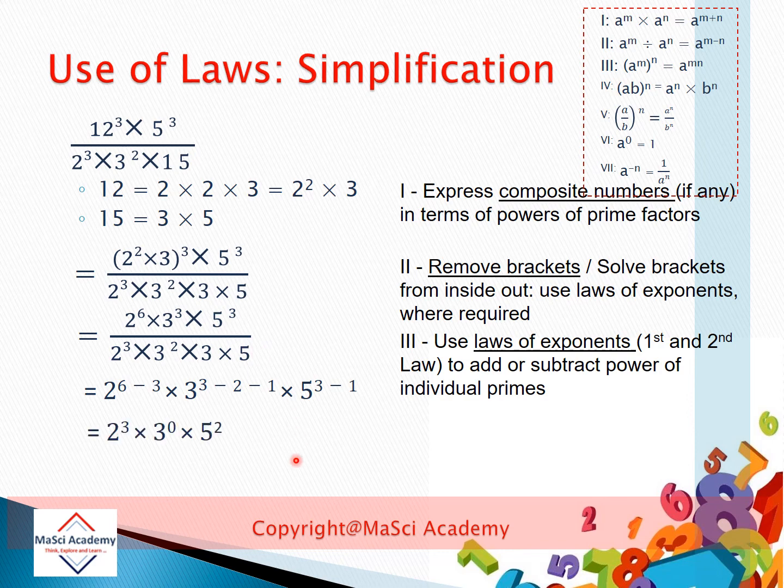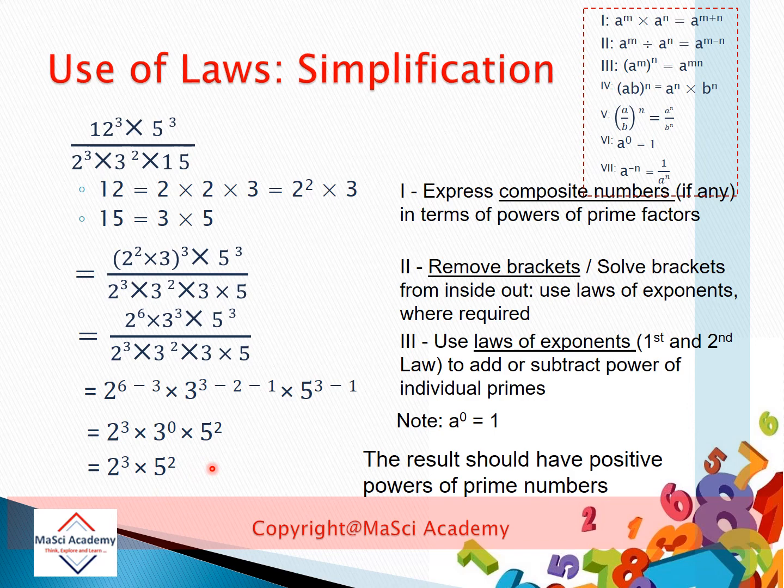So the answer becomes 2 cube into 3 to the power 0 into 5 square. And we know that any number a to the power 0 is anyways 1. Thus the final answer is 2 cube into 5 square. The result of simplification should always have positive powers of prime numbers. There should not be any composite numbers involved and there should not be any negative powers.